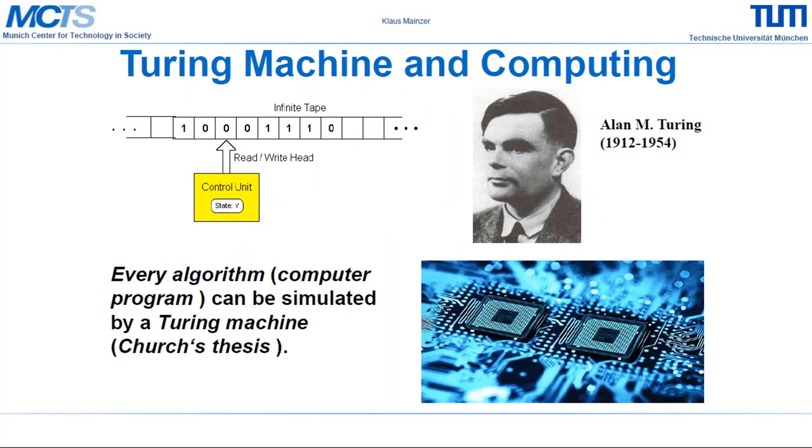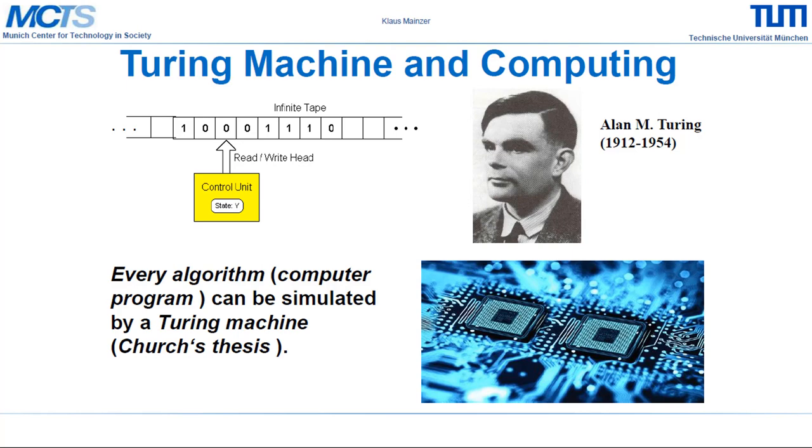It is well known that Alan Turing was not only a great British computer pioneer, but also a logician and mathematician. And very early, in 1936, he defined for the first time logically, mathematically, what a digital computer is. His concept of the Turing machine leads to Church's thesis that every algorithm, every computer program can be simulated by a Turing machine.